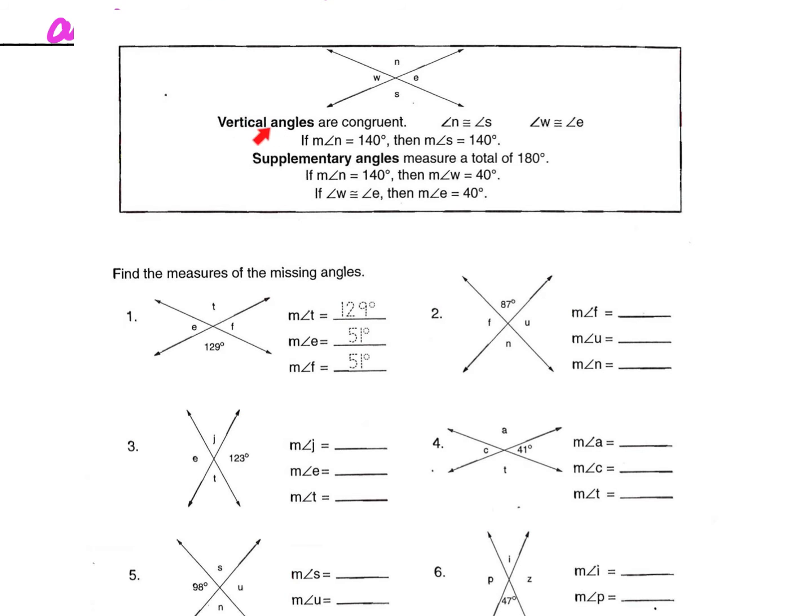So in this little reminder, it says vertical angles are congruent, meaning that angle N and angle S are congruent, means equal to in measurement, and angle W and angle E are also equal in measurement. So it says if N equals 140 degrees, then the measurement of angle S is also 140 degrees. Then we have that other relationship now, which is supplementary angles that measure a total of 180 degrees. Well, if we know that N is 140 degrees, then the measure of W next to it is 40 degrees.